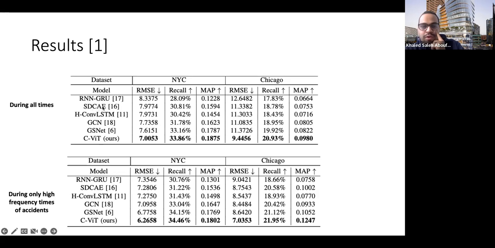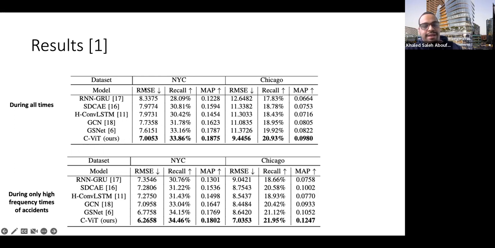This one, I believe, is more of an encoder-decoder architecture, but it's also using recurrent neural networks and, I think, graph neural networks as well. Here they are using a hybrid architecture between recurrent neural networks, which is LSTM, and convolutional neural networks: convolution for the spatial modeling, and LSTM for the recurrence or the temporal aspect. GCN also uses graph convolutional neural networks with RNN. GSNet is currently the state-of-the-art architecture or model on those 2 datasets.